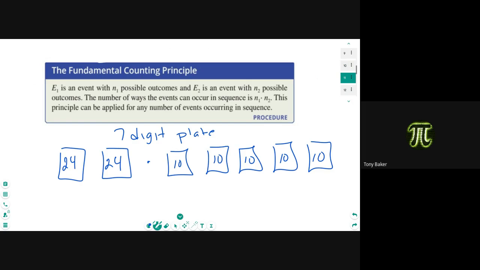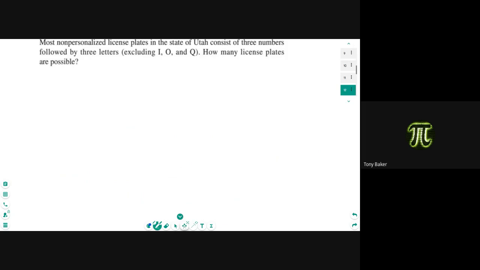Oh, I thought you said 37. Oh, no. It was close. Okay. Yes, 57,600,000. That's how many different license plates we can have. That's what the fundamental accounting principle is. All right. So how many license plates can Utah have?